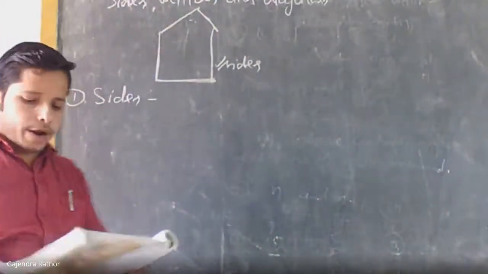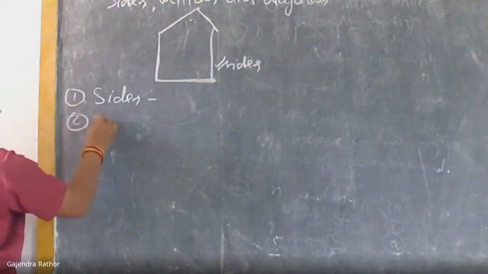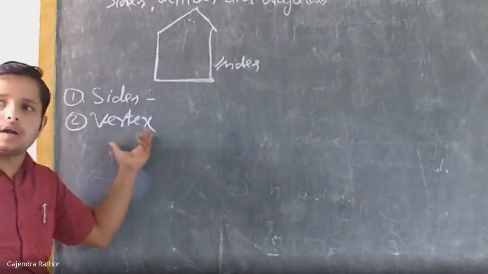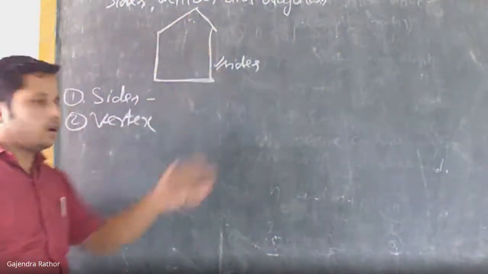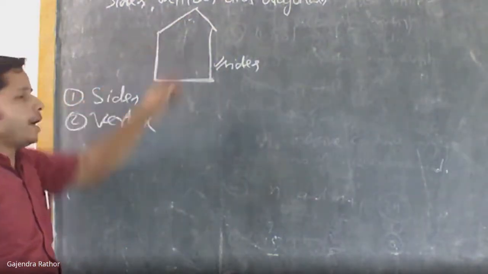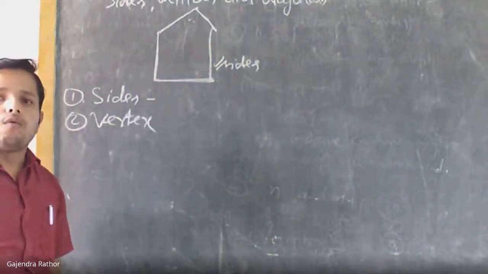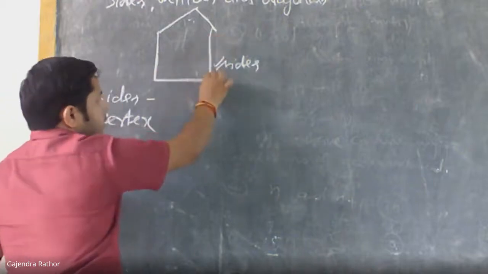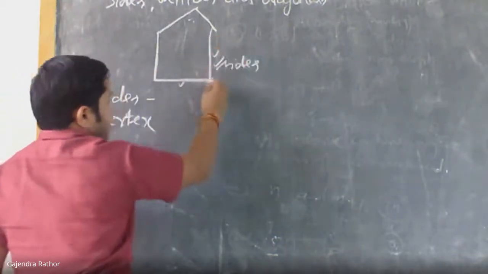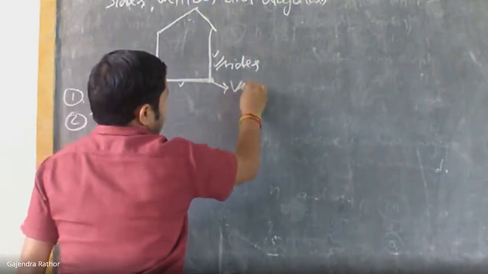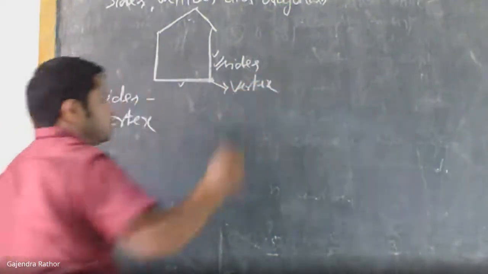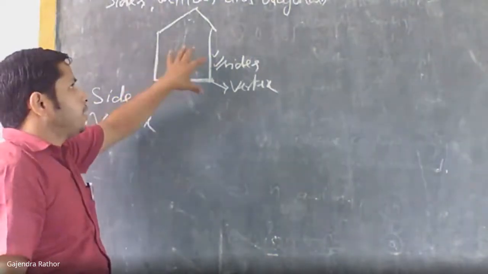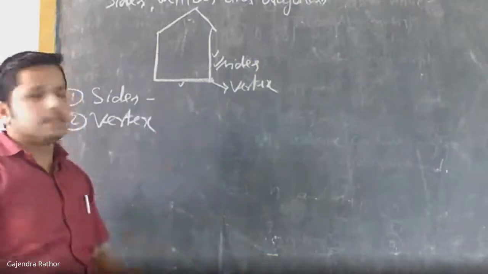Okay. The next point, vertex. Vertex is singular and vertices is plural. The meeting points of sides are called vertices. For example, this is the meeting point of these two sides. So this is a vertex of this polygon. Can anyone tell me how many vertices are in this polygon?